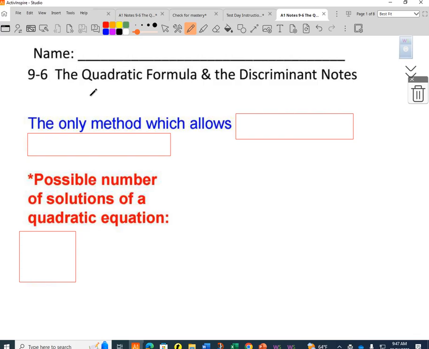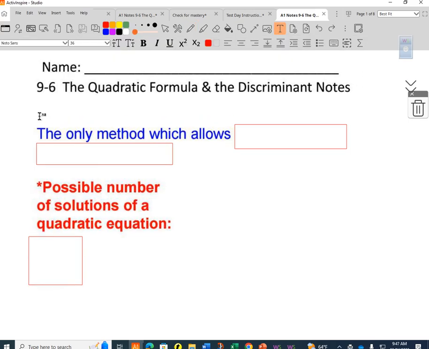So we're going to tweak that a little bit, because it looks like the quadratic formula and the discriminant are ways to solve, but the discriminant is part of the quadratic formula. So this word I keep saying here is discriminant. Oh, my board's not working yet. So this is part of the quadratic formula. The quadratic formula is the only method which allows us to solve any quadratic equation.